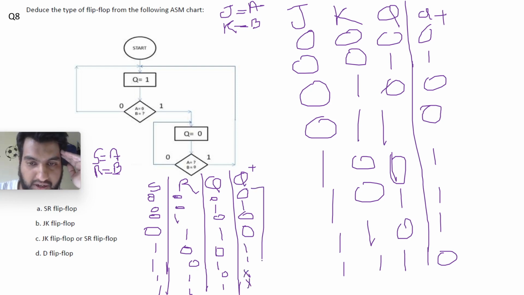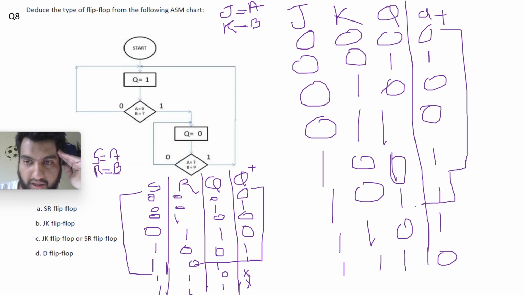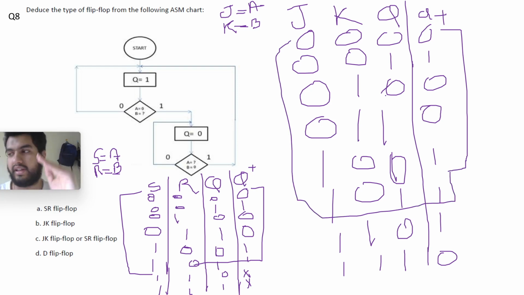These are invalid conditions. As you can see, the chart follows the valid operations of SR flip-flop and also the valid operations of JK flip-flop up to here. So JK and SR, for conditions apart from 1 1, have the same characteristics table, apart from the condition when A is equal to 1 and B is equal to 1. That never occurs in this ASM chart. So the type of flip-flop that this chart is following is JK flip-flop or SR flip-flop. So option C is the correct option.